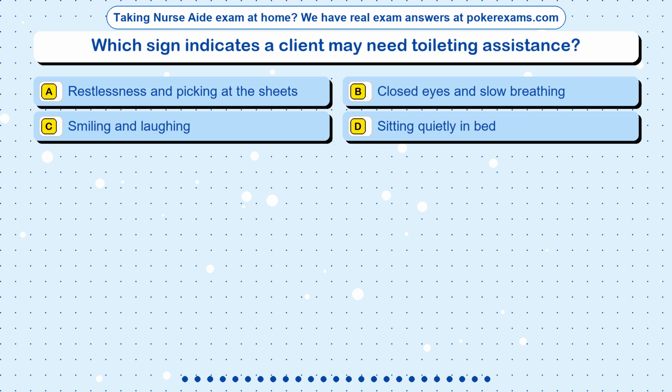Question 12. Which sign indicates a client may need toileting assistance? Option A. Restlessness and picking at the sheets. Option B. Closed eyes and slow breathing. Option C. Smiling and laughing. Option D. Sitting quietly in bed.